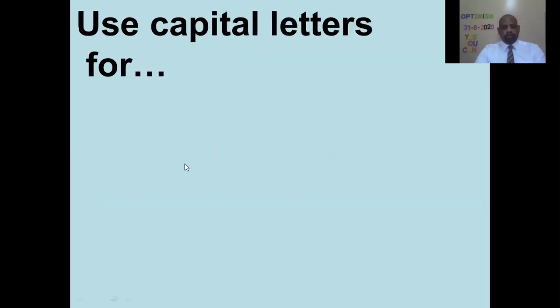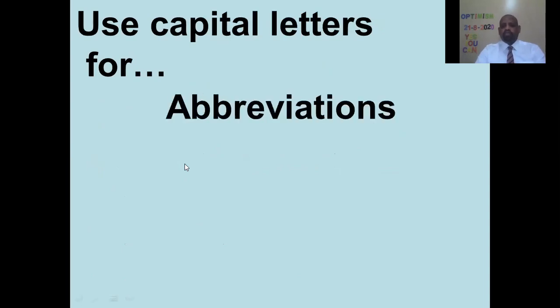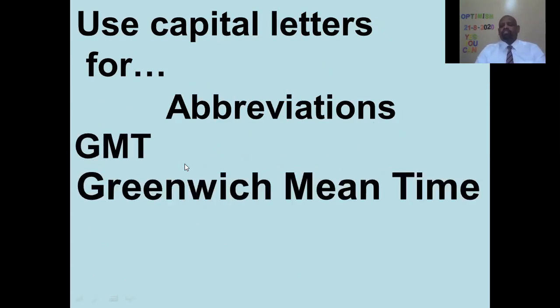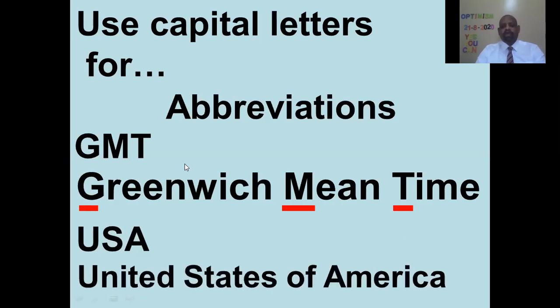That's good. Use capital letters for abbreviations, the short form of words, like GMT. It stands for Greenwich Mean Time. We capitalize Greenwich, capital G, capital M, capital T. Another example, we have USA, United States of America. Capital U, capital S, capital A. Why is "of" not capitalized? Because it's not a part of the name.